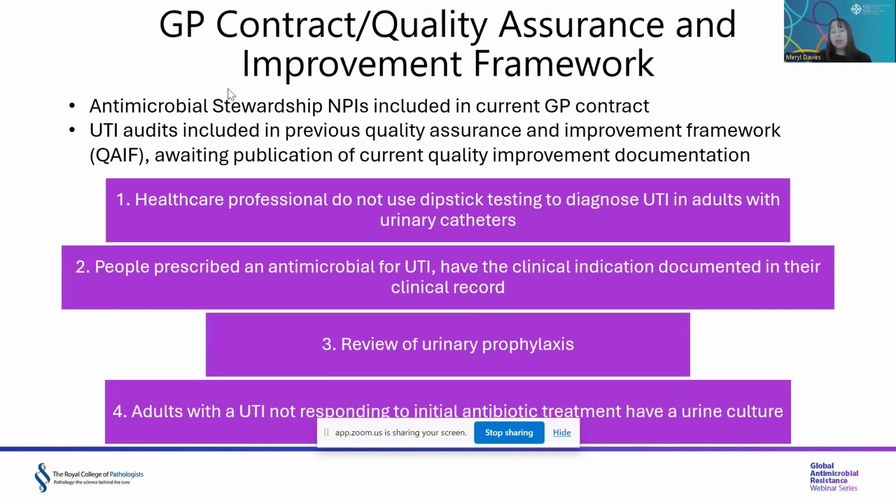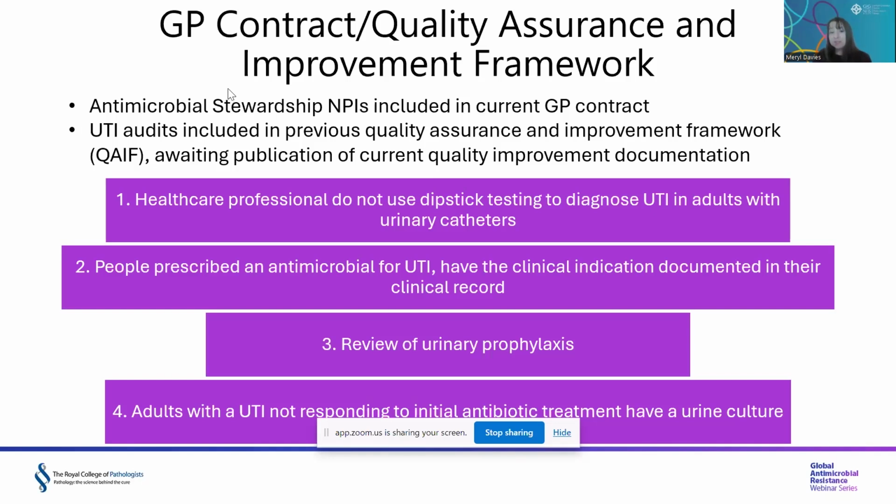Within the United Kingdom, the services within primary care are contracted to GP practices, dental contractors, community pharmacy contractors, etc. So within those services, we try to have interventions from the perspective of antimicrobial stewardship. So an example within Wales is that the National prescribing indicators are currently included in the GP contract, and we've previously had UTI audits included in the quality assurance and improvement framework included within the contract as well. And within that, we had 4 specific UTI audits.